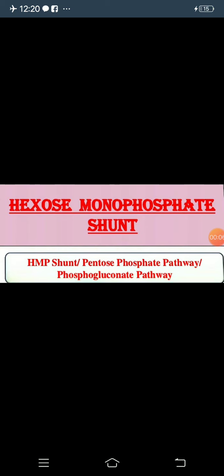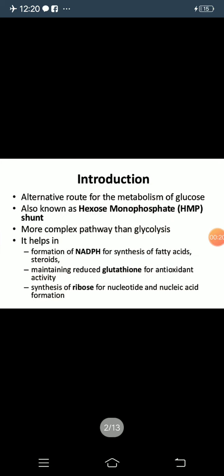In this video, we'll see about the HMP shunt, meaning hexose monophosphate shunt, also known as the pentose phosphate pathway and the phosphogluconate pathway. Yes, we'll see what this HMP shunt is.